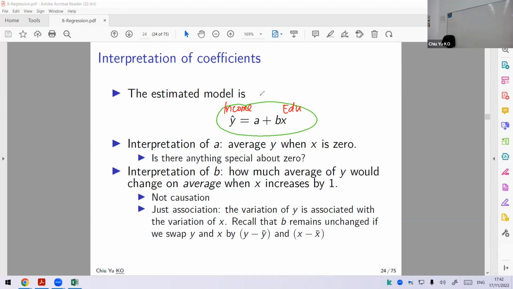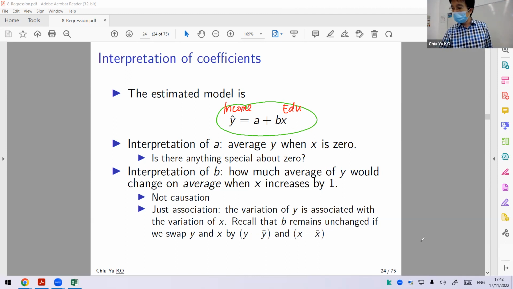Do look at this interpretation. It will be meaningful or useful if your data have values for X close to 0. Otherwise, that is meaningless. What do you mean by that? What I mean is the following.